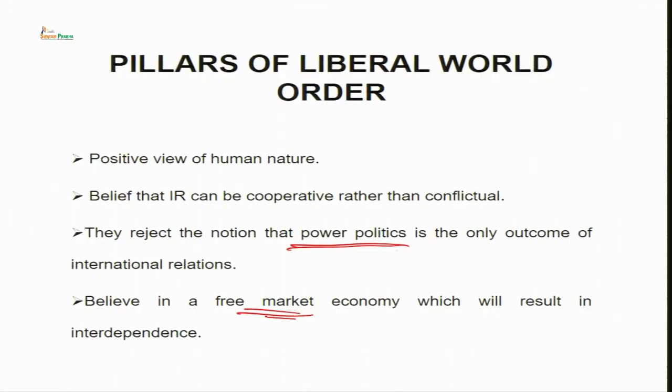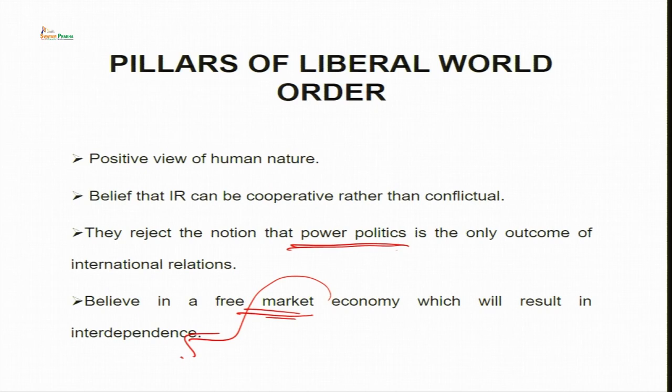And thus, liberalism believes in a free market economy. Because until and unless we make the market free, we can't say that we are living in a liberal world order. This market will lead to interdependence among nations. And what will this interdependence do? This interdependence will compel nations, even if they don't want to, to cooperate. And this cooperation in turn leads to peace, prosperity, and welfare of all.